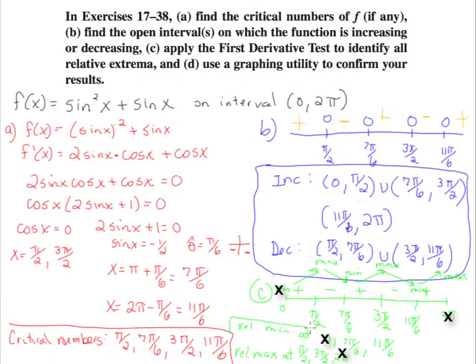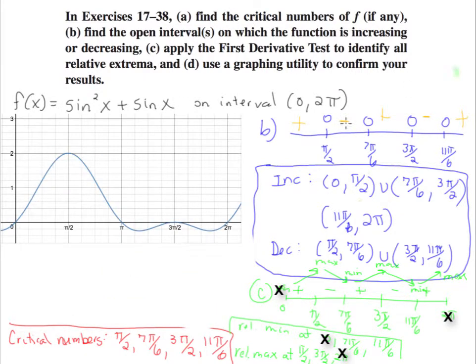Oh, I just realized something. This is an open interval, so do not include the 0 and the 2 pi endpoints. Our points on our graph, remember our critical values are our humps and valleys. So those would be the 4 critical values at pi over 2, 7 pi over 6, 3 pi over 2, and 11 pi over 6. Next, let's check our intervals in which it's increasing and decreasing.